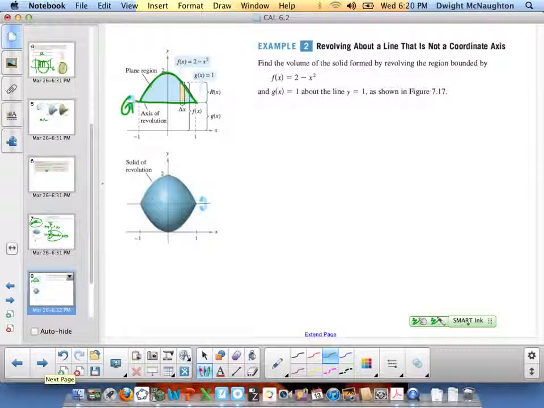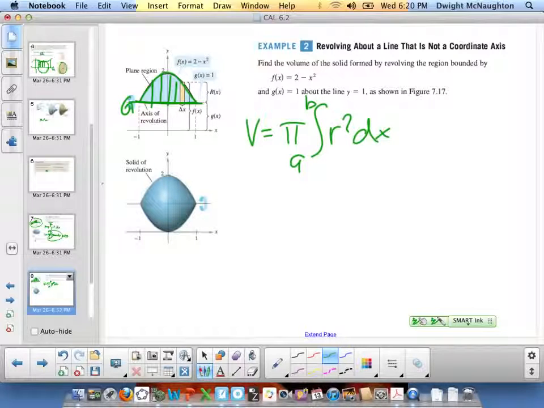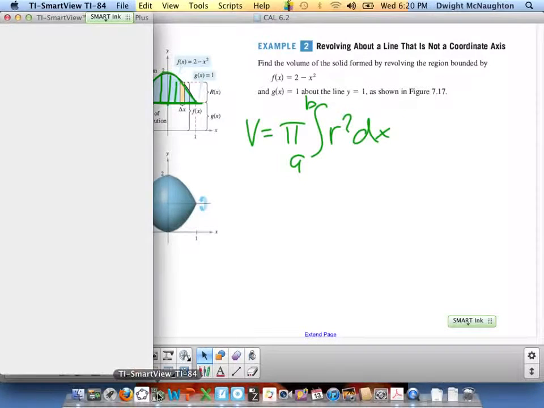All right, so because we're going around this axis, we stack them. We're still going to be stacked perpendicular to x. So it will still be dx. So our volume will be pi from a to b of r squared dx. All right, we're going to need to find our intercepts. So let's do that first.